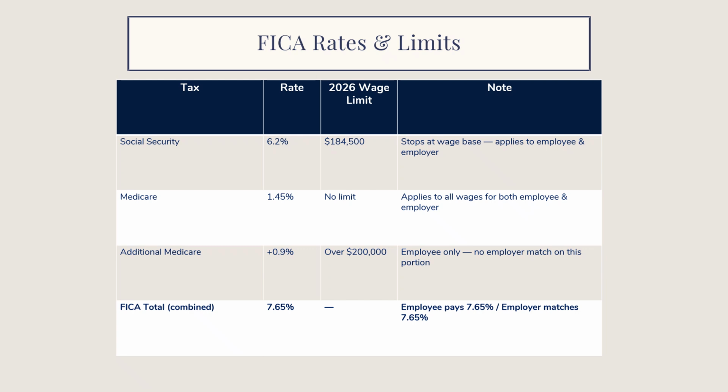There is no limit on the Medicare tax. However, there is an additional tax for high earners. So employees who go over $200,000 in gross earnings will have an additional 0.9% added to that 1.45%. Keep in mind that is for the employee only. The employer has to match Social Security and Medicare, but the employer does not have to pay that premium tax rate for high earners. That is for employees only. And then the FICA total is 7.65%.